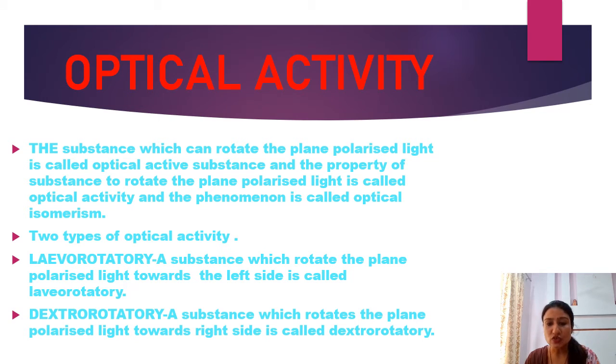A substance which rotates the plane polarized light towards the left side, in anti-clockwise direction, is known as levorotatory, and we define it with a negative sign. Dextrorotatory: a substance which rotates the plane polarized light towards the right direction, in clockwise direction, is known as dextrorotatory, and we assign it a positive sign.